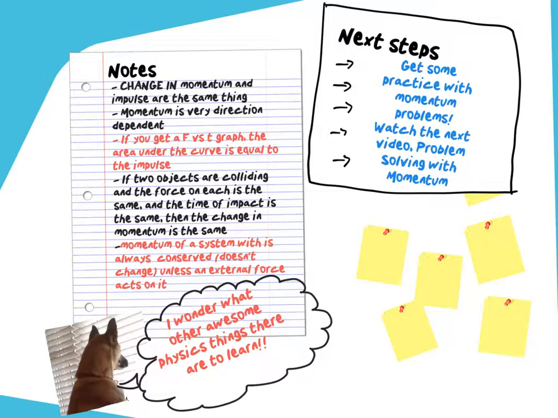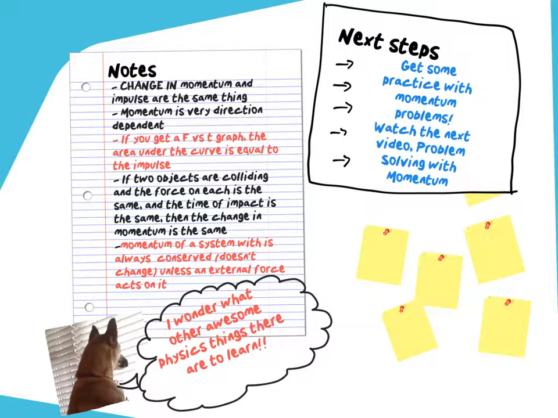All right, you have made it. So I want to just say a few major points here. In the very first slide, we saw that a change in momentum, not momentum of a system, but the change in momentum, and impulse are the same thing. Momentum is very direction dependent. You really have to worry about direction. If you get a force versus time graph, the area under the curve is equal to the impulse or the change in momentum. If two objects are colliding and the force on each is the same and the time of impact is the same, then the change in momentum is the same.